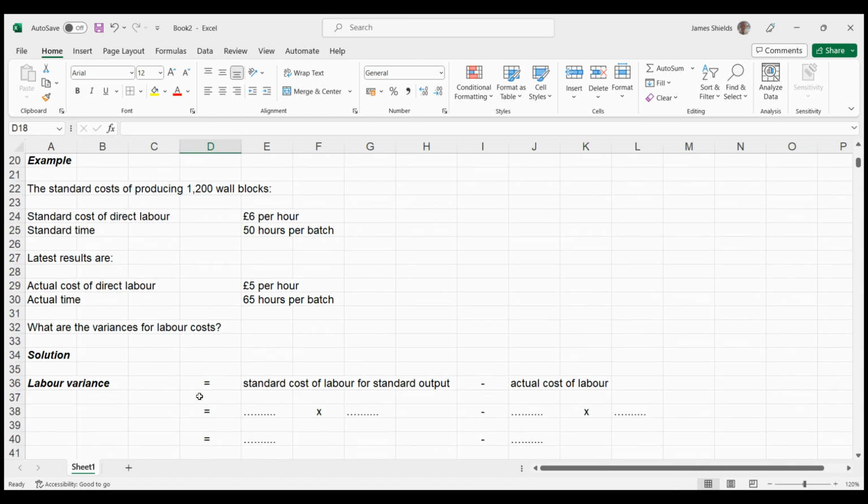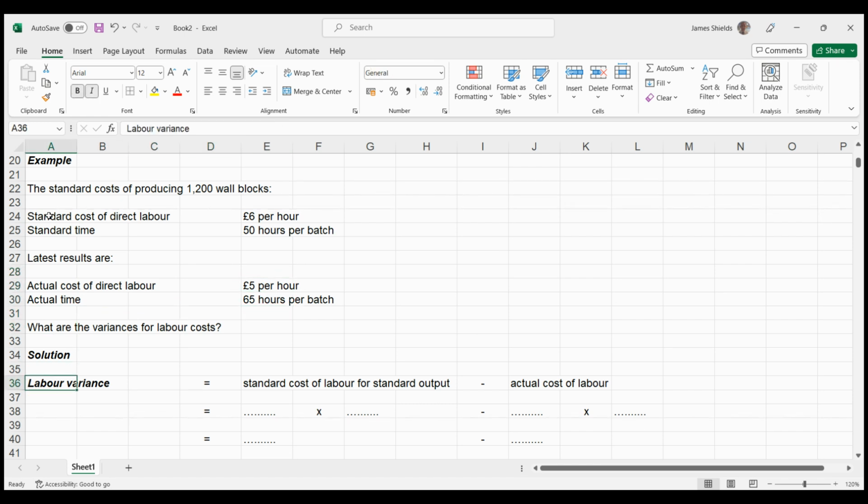So an example here, where the standard costs of producing 1,200 wall blocks are as follows. Remember, the standard cost is the expected cost of labour, so they expected to pay £6 per hour. The standard time, the expected time, would be 50 hours per batch. Now the latest results, these are the actual results. The actual cost of direct labour was £5 per hour, so that's £1 less than the standard expected cost. And the actual time was 65 hours per batch, which was more than the standard time of 50 hours per batch. So what are the variances for labour costs?